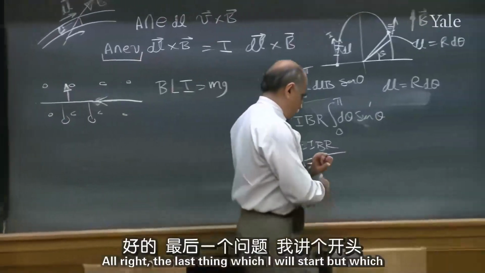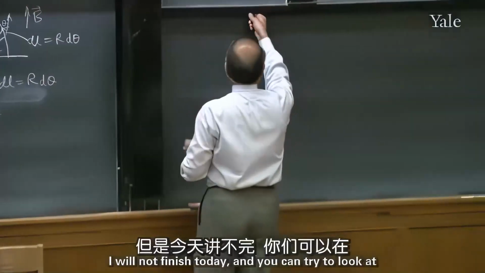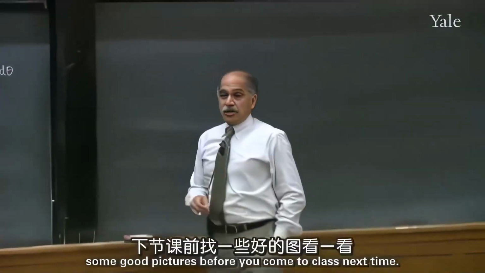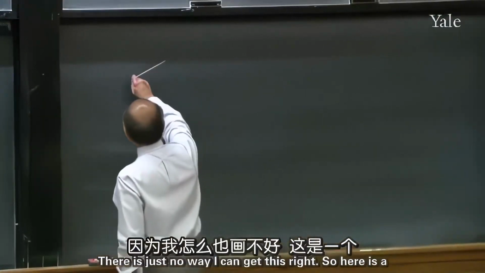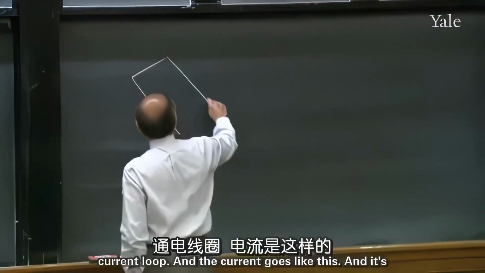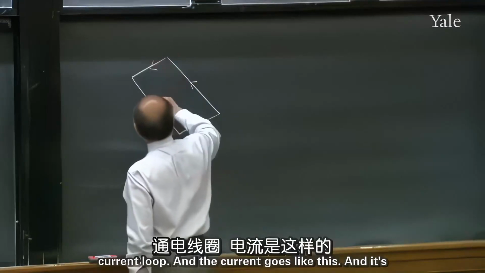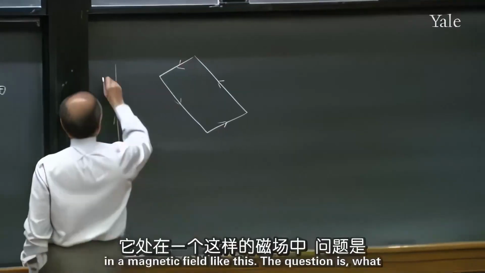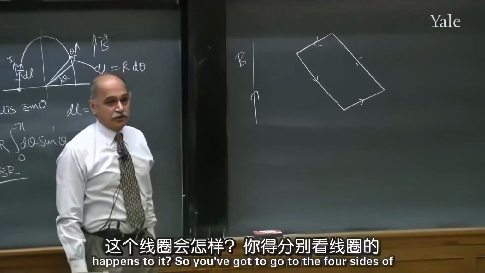All right, the last thing, which I will start, but I will not finish today, and you can try to look at some good pictures before you come to class next time. There is just no way I can get this right. So here is a current loop, and the current goes like this. And it's in a magnetic field like this. Question is, what happens to it?